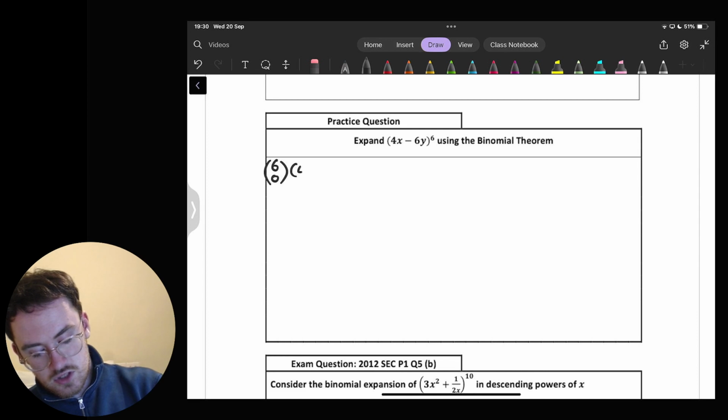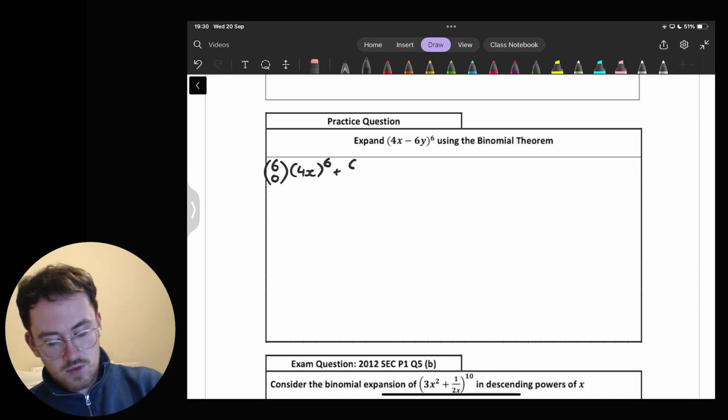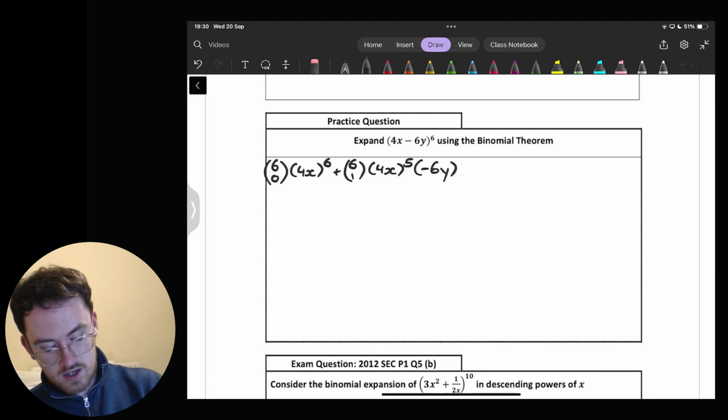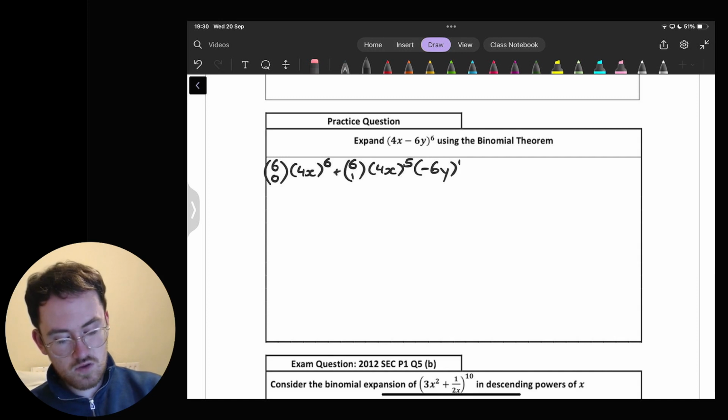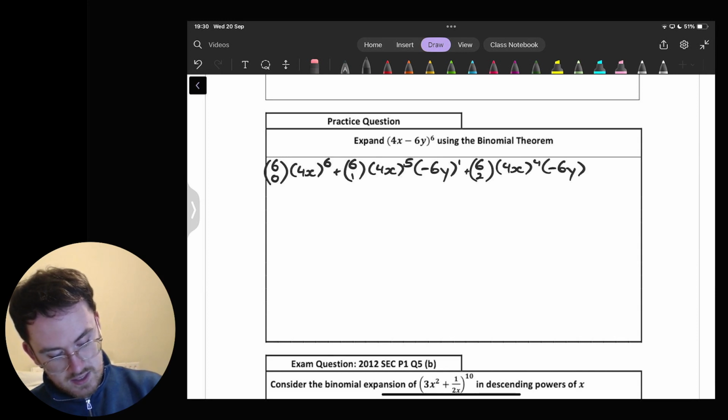My first term is 4x, and we know from using the theorem that that's going to be to the power of 6. I then move on to my second term, which is 6 choose 1, 4x. Those powers are going to go down, and the powers of 6y are going to start going up. So that's to the power of 1. Then 6 choose 2, I'm going to get 4x to the power of 4. I'm going to get minus 6y to the power of 2.